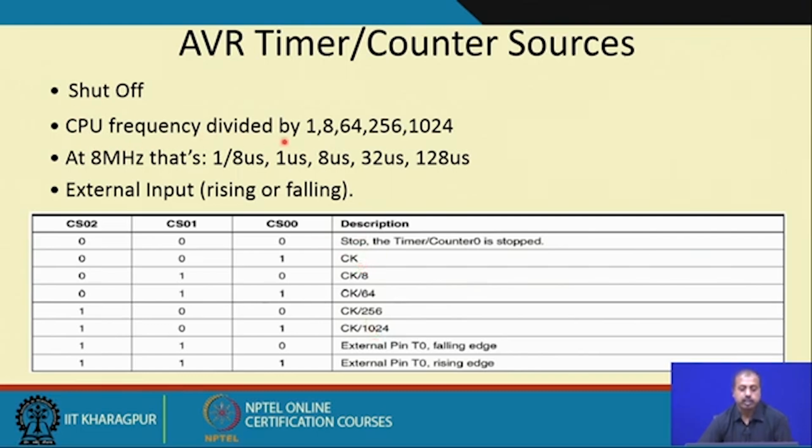So, the CPU frequency may be divided by these values, and accordingly at 8 megahertz these are 1/8 microsecond, 1 microsecond, 8 microsecond. Like that, you can change the clock that is fed to the timer counter by setting these CS0 bits. And we can also have this external source like say 110 and 111. These are for the external pin T0, one is falling edge, another is rising edge. So, if the clock frequency is coming from the outside world, it can be fed to the pin T0, and that will be either falling edge triggered or rising edge triggered.